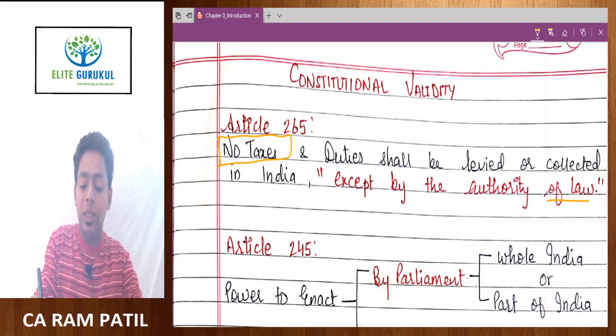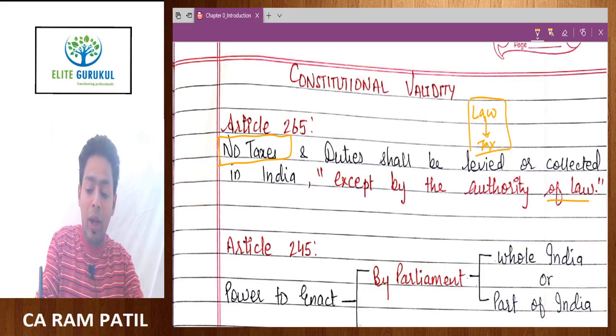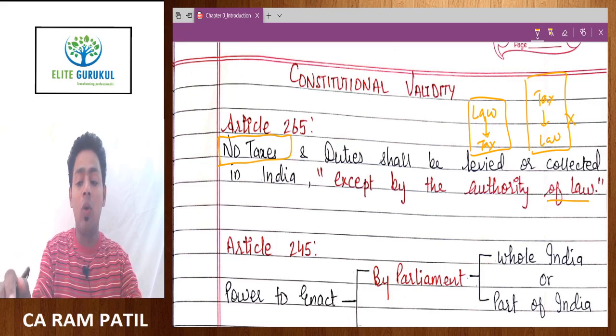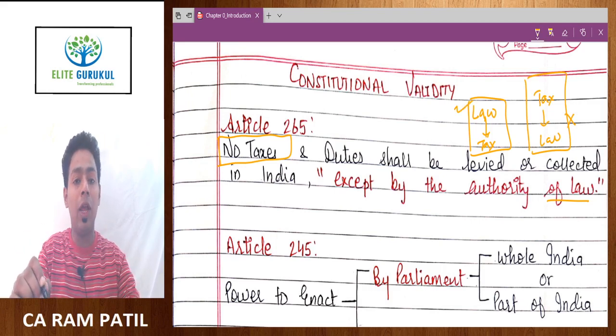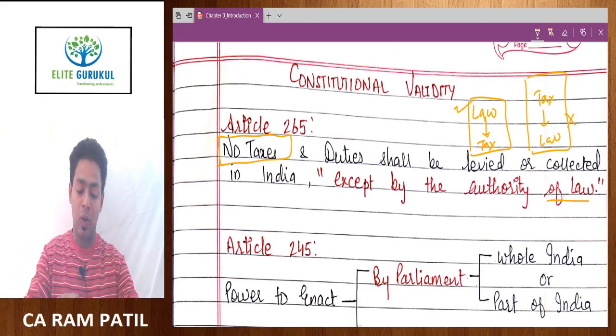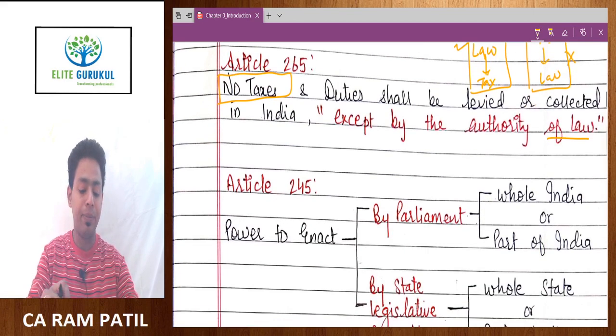What it means is this: if you want to charge tax in India, first you need to bring a law and then only you can charge tax. You cannot go vice versa. What is vice versa? Let's collect tax now and later on we will bring the law. No, this is the wrong way. We cannot go in this way. First you need to bring the law, then only you can apply tax in India.